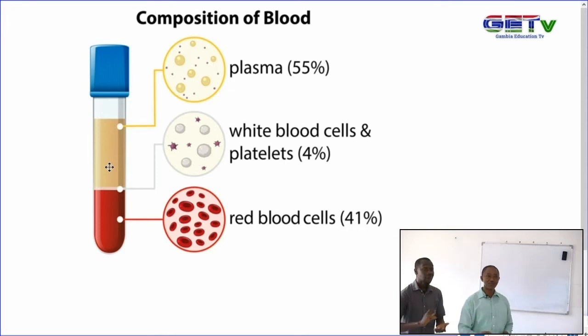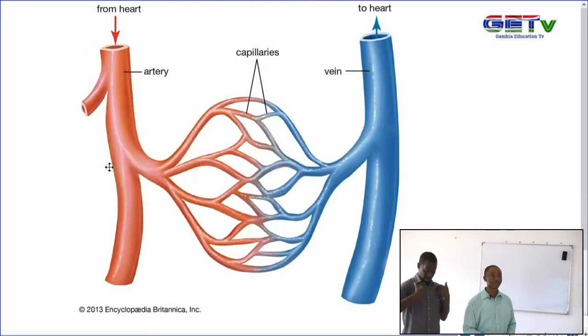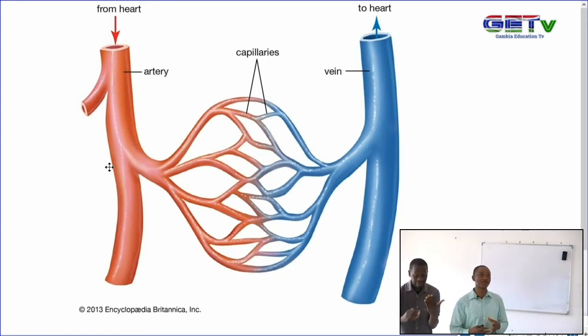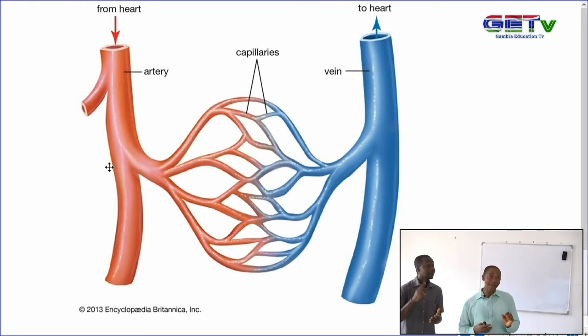Their function is mainly to transport oxygen around the body to the different cells and tissues that need them. The blood vessels, mainly we have the arteries and the veins. Now, these blood vessels divide up into tiny branches, and these tiny branches keep on dividing and dividing until we have what we call the capillaries.